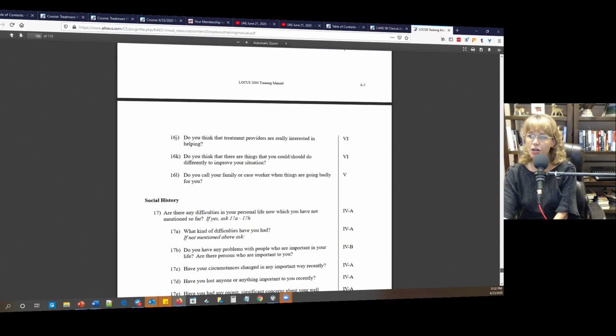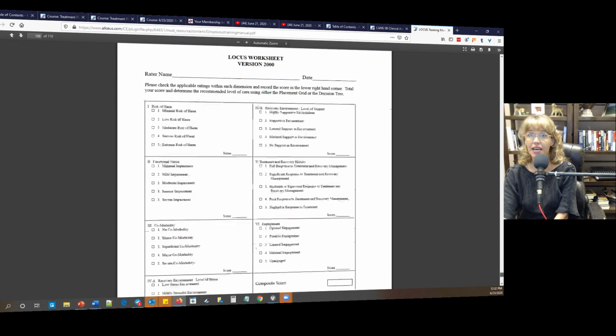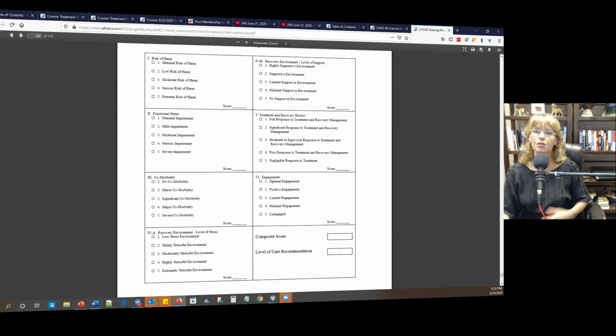I do like the LOCUS, but it takes a while to do, so you may not feel like you've got that kind of time. And the LOCUS really looks at their risk of harm, their recovery environment. So if they say they have a limited support in their environment, we're going to talk about what that looks like and why that is.